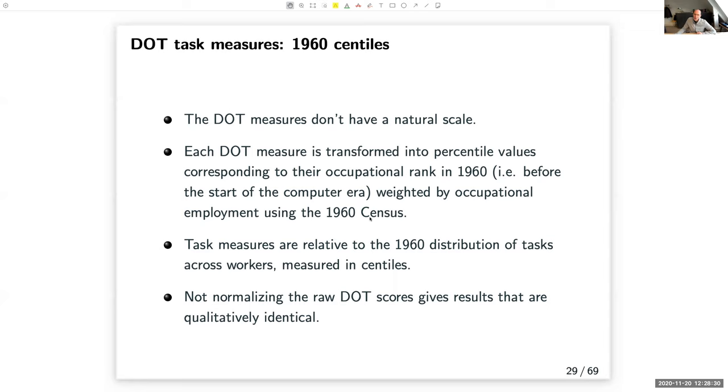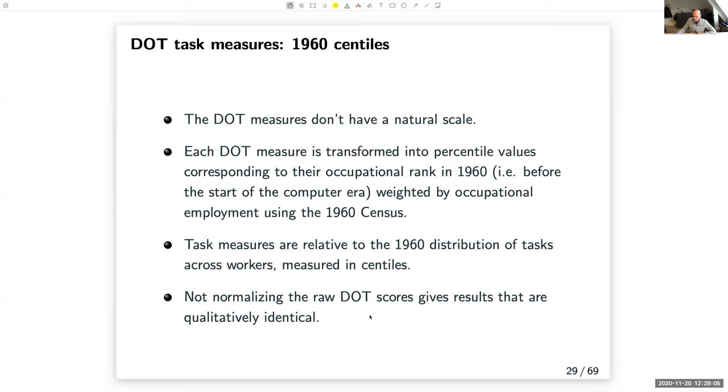And the mean in 1960 of each task measure is going to be 50 by construction. That makes the coefficients perhaps more intuitive to interpret, and also makes these task measures comparable across one another. The paper also says that if you don't do that normalization and you just use the raw DOT scores, qualitatively you get identical results.